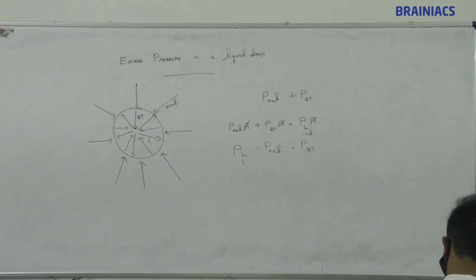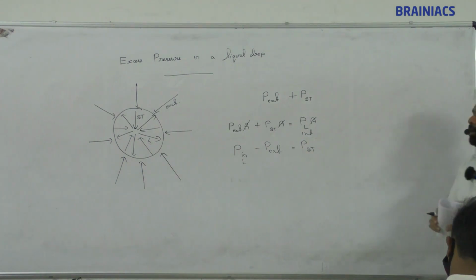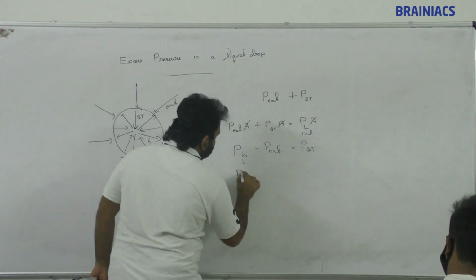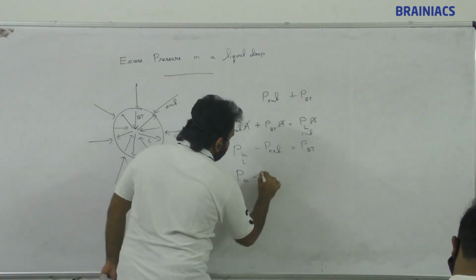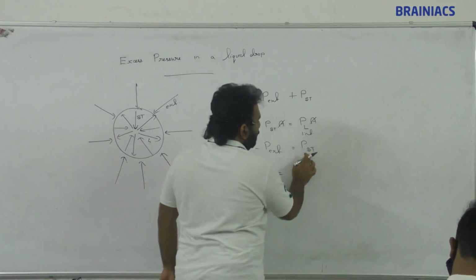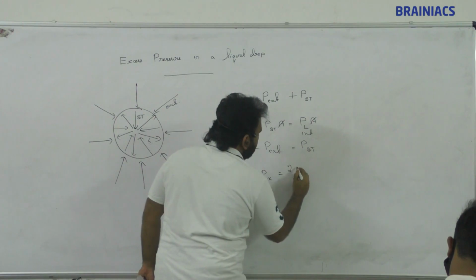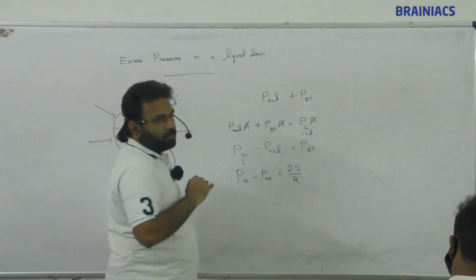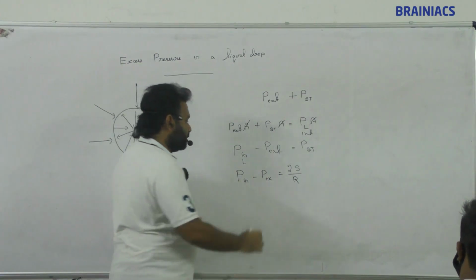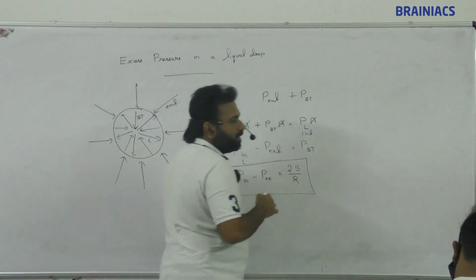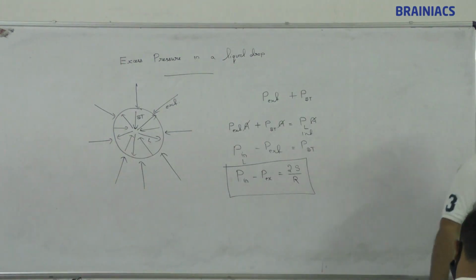Okay, what is the pressure due to surface tension, children? What is pressure due to surface tension? P in minus P external, this I am writing as 2S by R. The pressure due to surface tension is 2S by R.